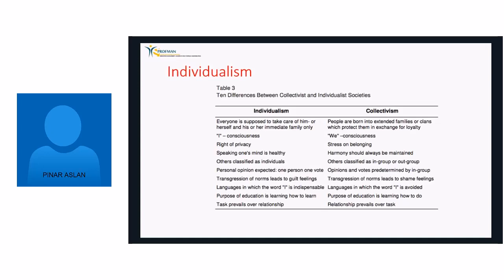In collectivism, transgression of norms leads to shame feelings. In individualism, the language is one in which the word "I" is indispensable, you use it all the time. And in collectivism, it is rather avoided. So you don't need to give your opinion or talk about yourself. You have to consider the group as a whole. And in individualism, the purpose of education is learning how to learn. And in collectivism, education aims to teach you how to do. In individualism, task prevails over relationship. And in collectivism, relationship prevails over task. So your relationship, the fact that you're in the group, is more important than your performance.